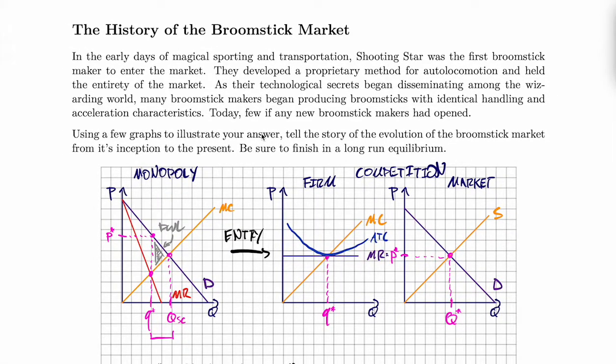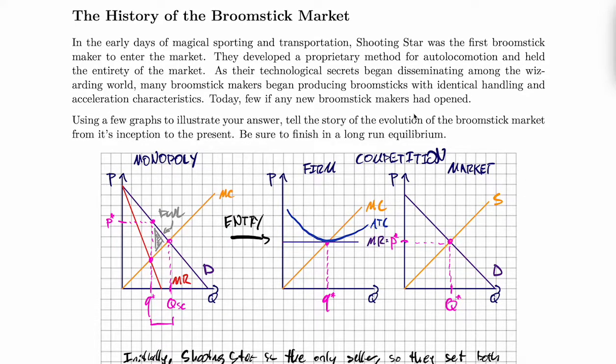So this gives us a bunch of clues when we're asked to use a few graphs to illustrate the answer, telling the story of the evolution of the broomstick market from its inception to the present. And then we're asked to finish in the long run equilibrium. To begin, it looks like Shooting Star is a monopoly. They're the first in the broomstick market, and really they have no competitors, at least direct competitors, from what we're told.